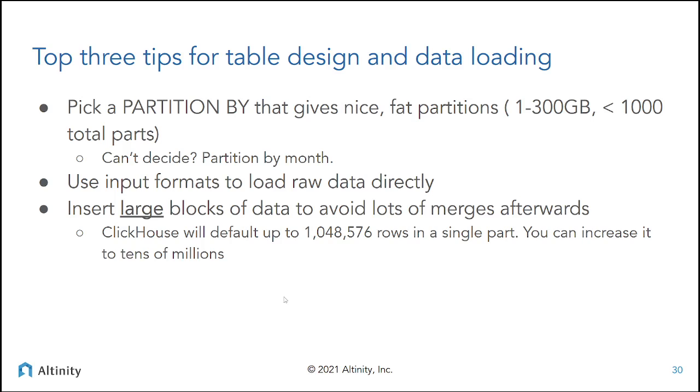So here's some tips. If you're new to ClickHouse, here are new things that you should do. You want to pick that partition by, it's important. You want to pick something that gives you nice fat partitions. Here's some guidance. Make sure you end up with less than 1,000 parts. It's easy to find out. There's a table called system.parts. If you can't decide, partition by month. In fact, ClickHouse used to default to that very early on. That's a good thing to get started. If you have time-based data, it won't be that far off.